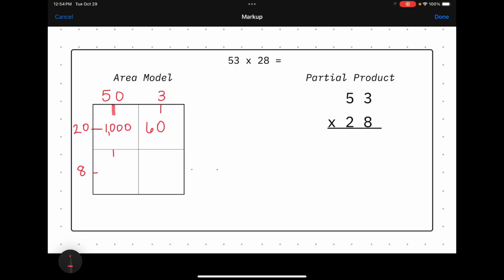Here I'm doing 50 times 8, which is 5 times 8 is 40, add a 0. And then the last box, when I pinch down, I'm going to get 3 times 8, which is just simply 24. Then with those 4 boxes, I'm actually going to stack these in order from greatest to least. So 1,000 is my greatest number, and then it looks like 400, and then 60, and then 24. And I just add these together. And that's going to get my answer for this multiplication problem.